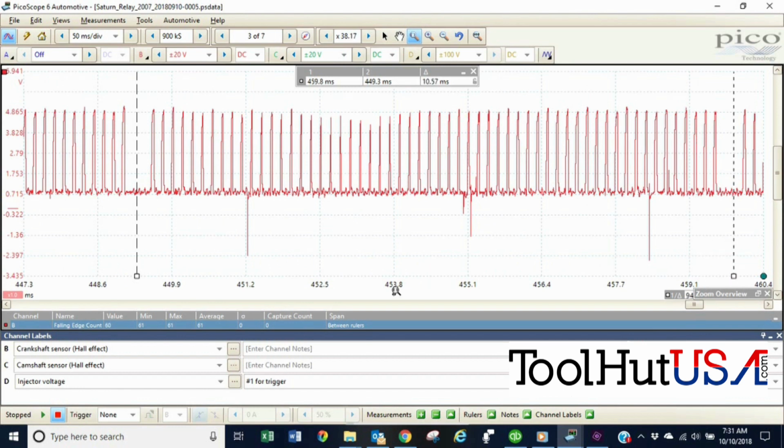That one sees 60. So after looking at this, I've determined that I'm going to have a new strategy when I'm looking at crank sensors that are giving me problems. Hopefully this helps somebody down the line.